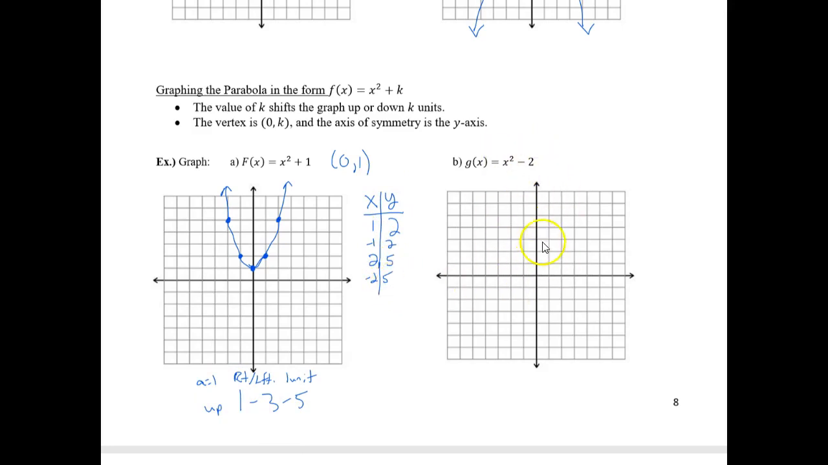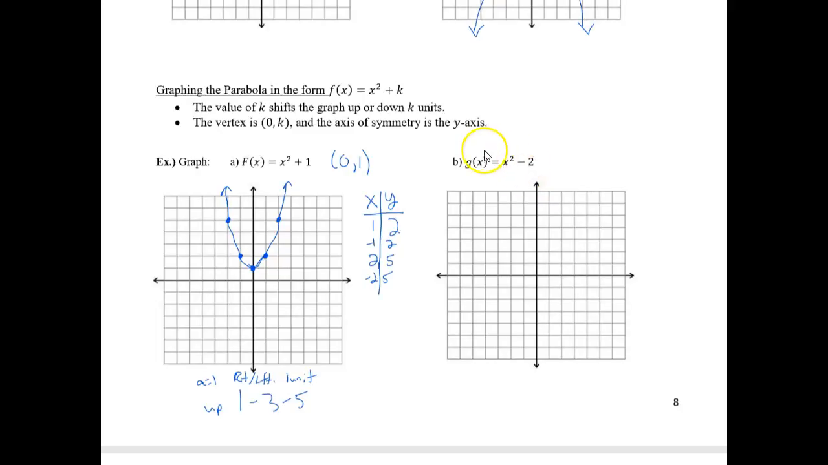Why don't you try this example here on the right? Alright, we're looking at this graph. g(x) = x² - 2. So first of all, our vertex will be at (0, -2), right? So I go down 2 on the y-axis.